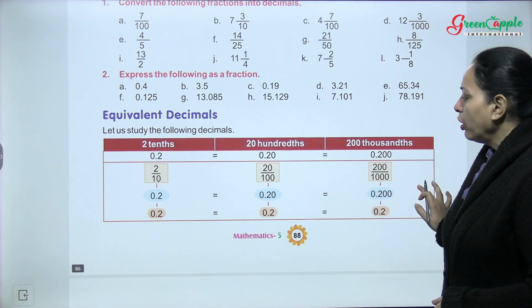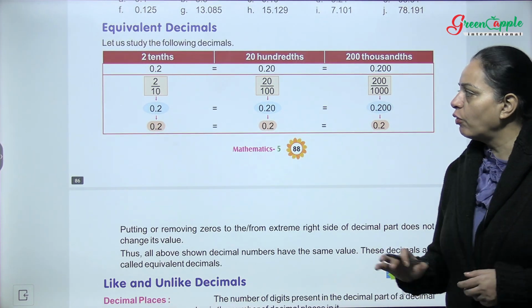Okay, now we are talking about equivalent decimals. Let us study the following decimal.